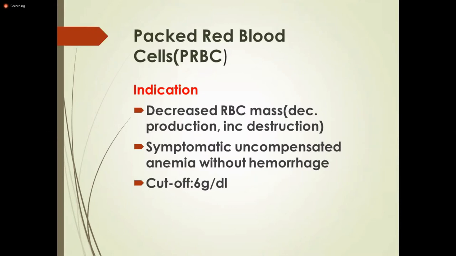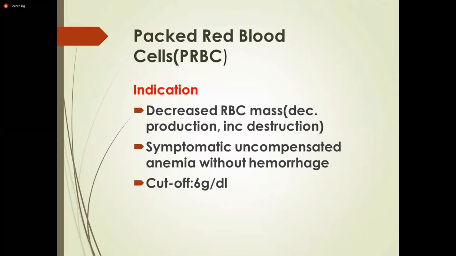Okay, the cutoff given is 6 gram per deciliter. Even if it is a nutritional anemia and the patient is symptomatic with a Hb level of 6, first you have to transfuse, you have to bring this level up to 8 or 9, and then not put extra stress on the heart. And then you will give the appropriate nutritional therapy.